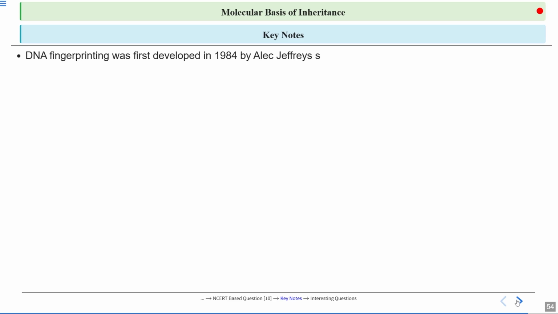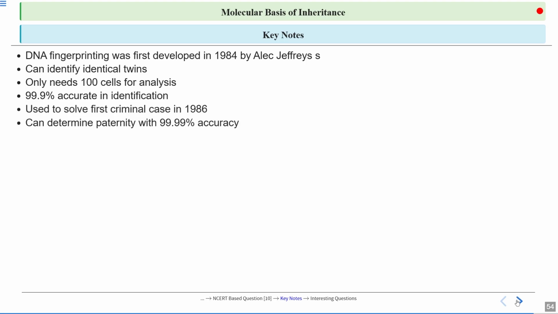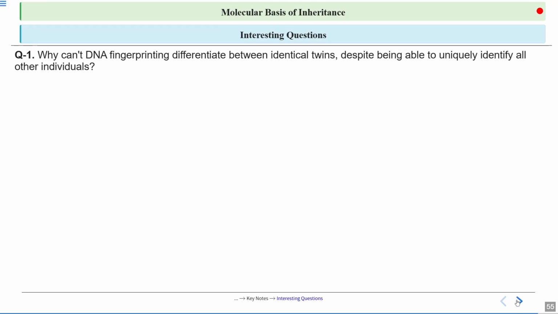What are today's keynotes? DNA fingerprinting was first developed in 1984 by Alec Jeffreys, can identify identical twins, only needs 100 cells for DNA analysis, is 99.9% accurate in identification, was used to solve the first criminal case in 1986, can determine paternity with 99.99% accuracy, and DNA remains stable long after death. No two people have identical DNA except identical twins. And when we say that we can identify identical twins, it means they are going to have the same DNA fingerprinting. So these are the keynotes, and now the interesting questions.